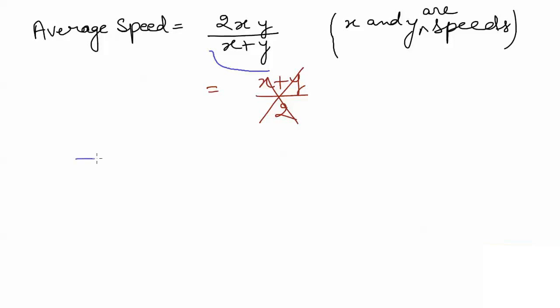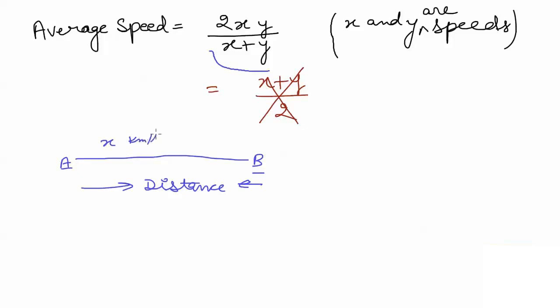So let's see. So there is a distance between A and B. A and B are two cities, and that is the distance. A person goes from city A to city B via car, and he goes at a speed of x km/h, and he comes back via bus, and he comes back at a speed of y km/h. So what is the average speed?